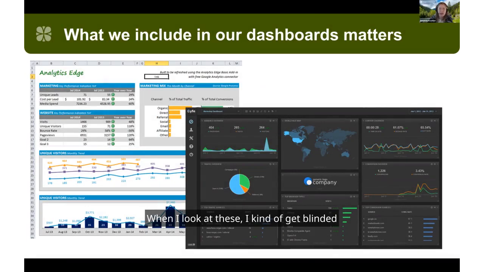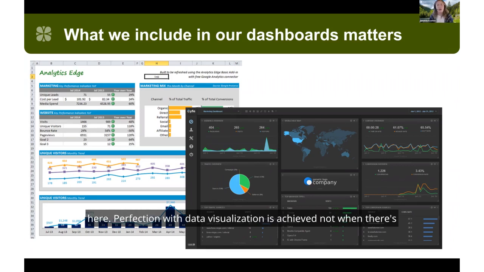When I look at these, I kind of get blinded a bit by all of the data. It almost looks like just looking at Google Analytics or some sort of data warehouse of data. I have a hard time really interpreting it. And that's because there's just too much on here.